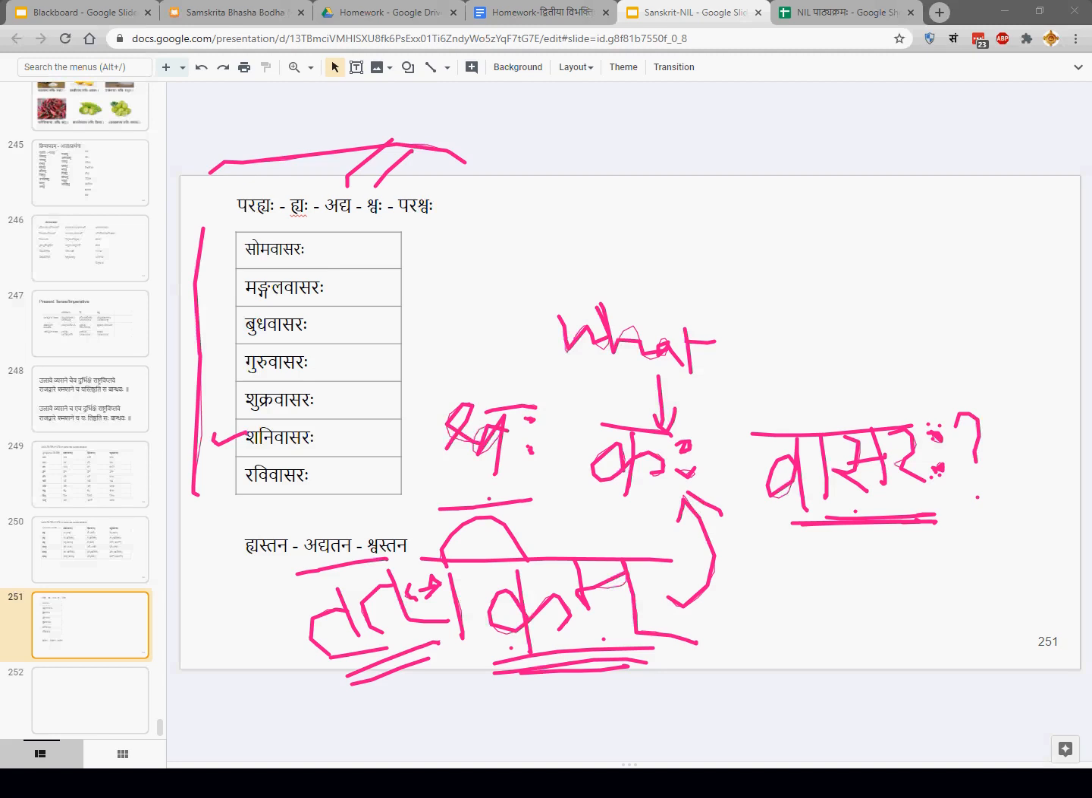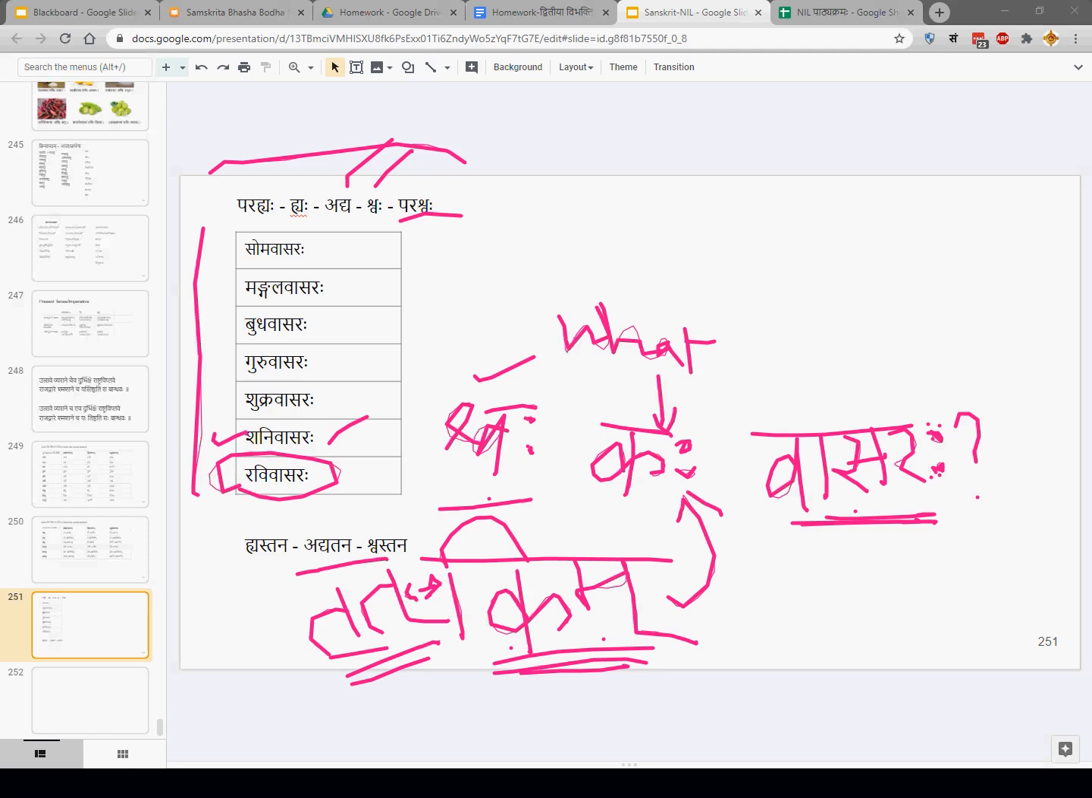Shvaha kaha vasarah? What will be the answer? Shvaha means tomorrow. So today Adya Shanivasarah, Shvaha Ravivasarah. Tomorrow is Sunday. Shvaha kaha vasarah? Shvaha Ravivasarah.